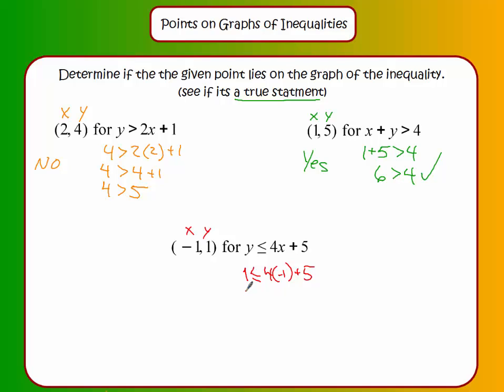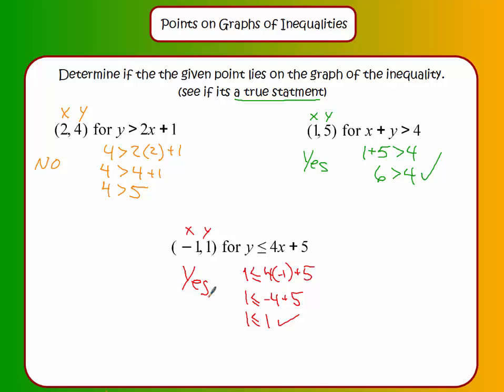So negative 1 times 4, well, I have 1 is less than or equal to, negative 1 times 4 is negative 4 plus 5. Negative 4 plus 5 is 1, so 1 is less than or equal to 1. And that is a true statement because 1 certainly is equal to itself. So the answer here is yes, that point lies on the graph of that inequality.